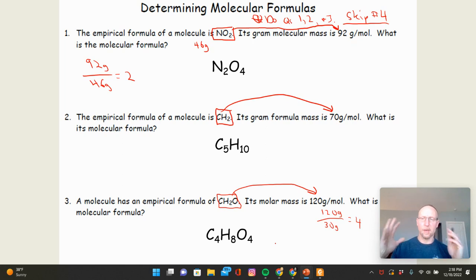Not too bad. So think about the concept here, right? Don't necessarily memorize each step. Think about what we're doing. How much does the building block weigh? And then if we know that, we can figure out how many blocks it takes to make the entire molecule. Because again, what is the molecular formula? It's a multiple of the empirical formula. So we think of the empirical formula as our building blocks. How many of them do we need to make the whole structure?